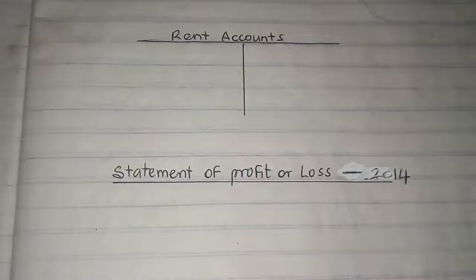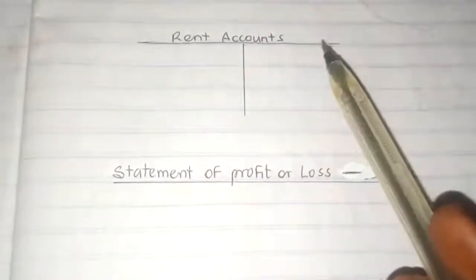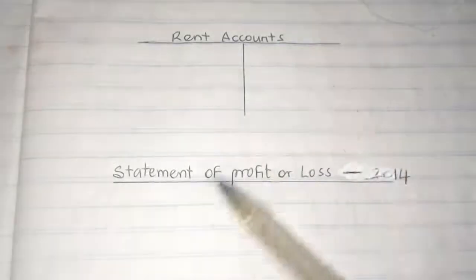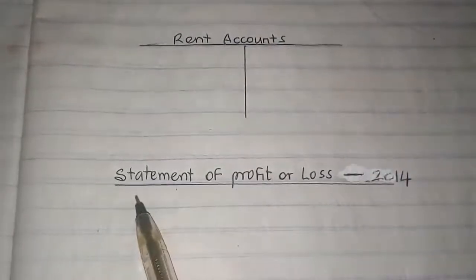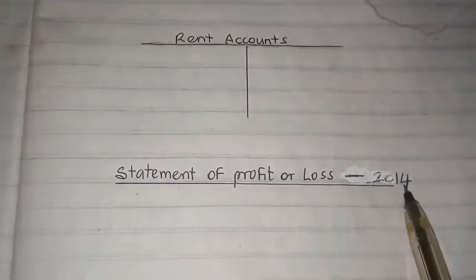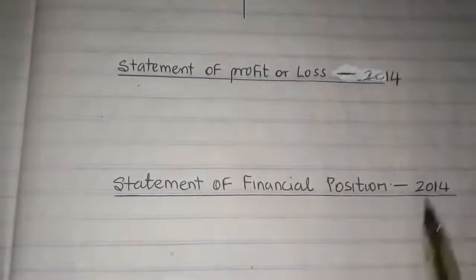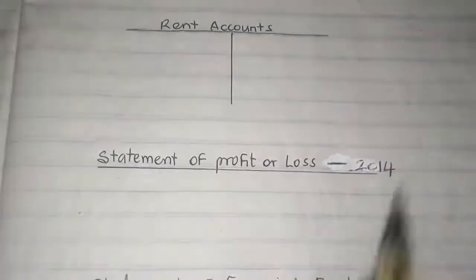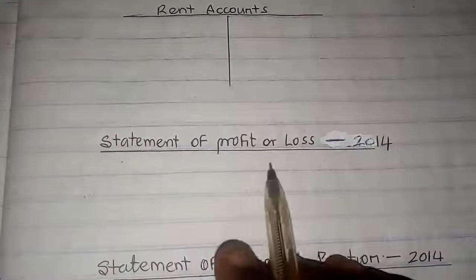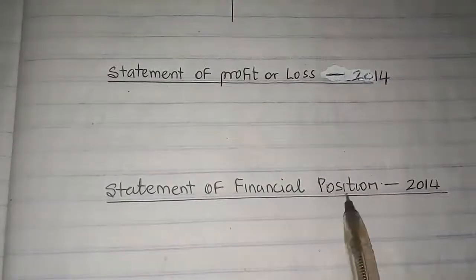Let's look at this. You open a rent account, the rent expenses account. You open the statement of profit or loss for the year 2014. Then we have the statement of financial position extracts. It is an extract. How will it appear in the statement of profit or loss, and how will it appear in the statement of financial position?